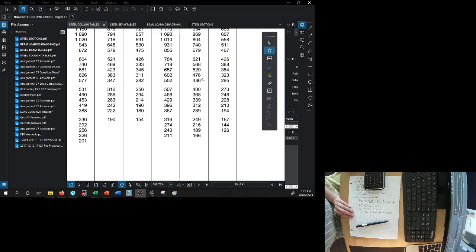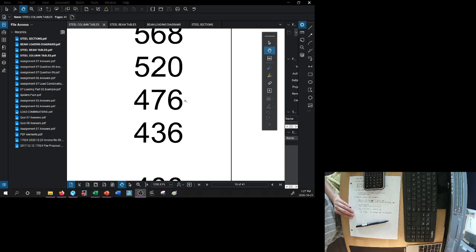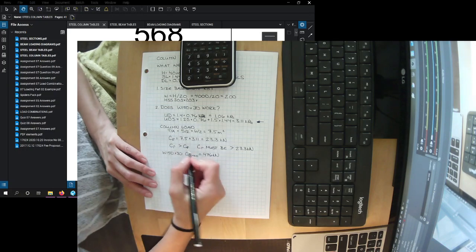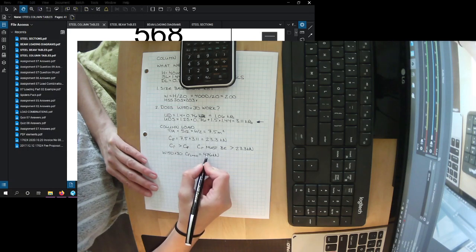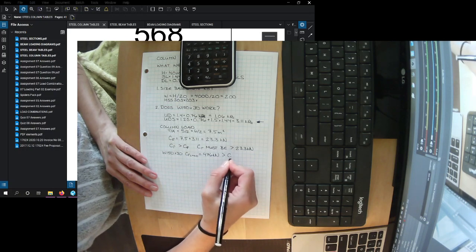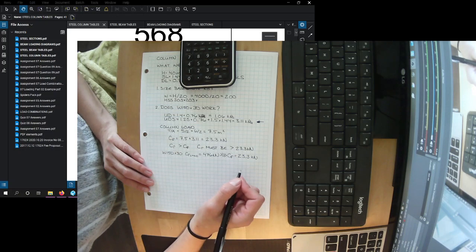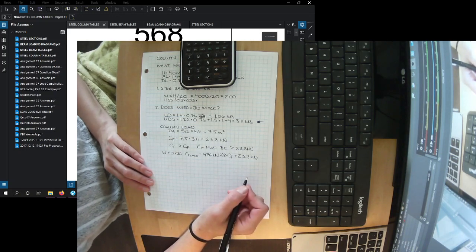We come across, we can scroll in here, and we have a CR that works, but it actually seems like it's pretty darn big. We get that a W150 by 30 has a CR for an L of 4 meters of 476 kilonewtons. Oops, sorry, I should make this bigger for you guys. So for a W150 by 30, we have a CR for a length of 4 meters of 476 kilonewtons. And yes, that is greater than our CF of 23.3 kilonewtons. In fact, I would say it was super duper bigger than it. It almost seems like there's a lot of extra waste there. That seems like a pretty darn tootin' big element.